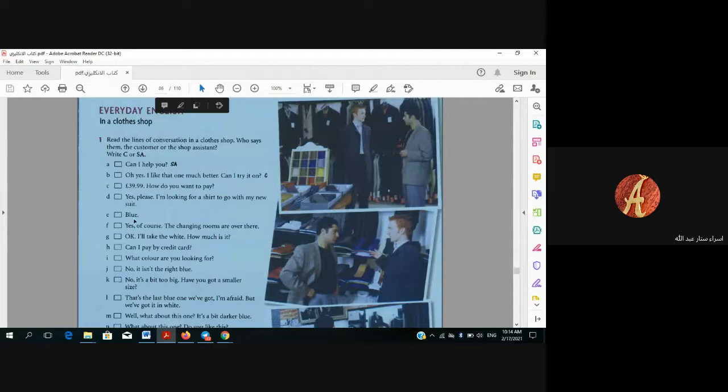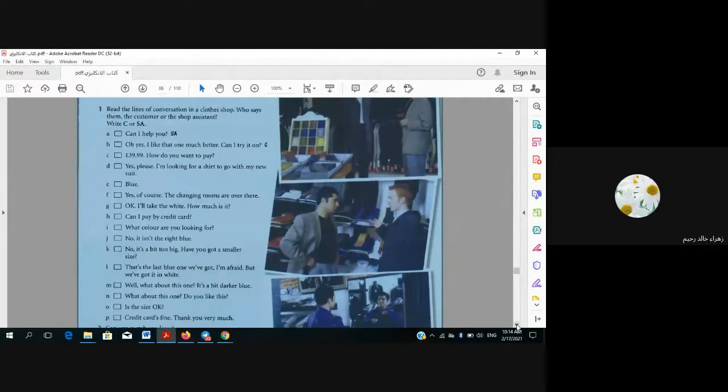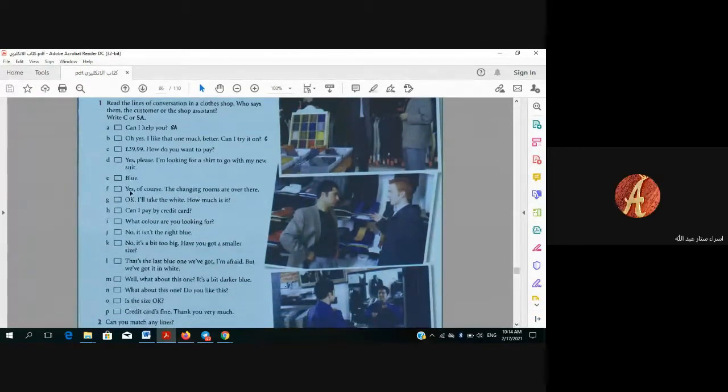Blue. Yes, of course. The changing rooms are over here. Okay, I'll take the white. How much is it? Can I pay by credit card?